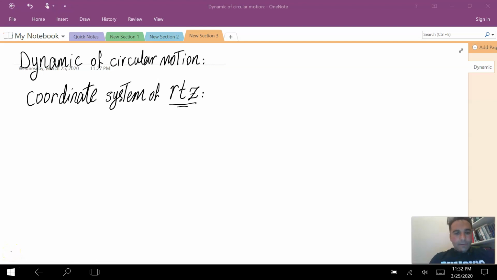Okay guys, so here is the last section of chapter 8, which is dynamics of circular motion. It's a continuation of my previous video about chapter 8. So I want to define first of all a new coordinate system, which is called the coordinate system of RTZ.